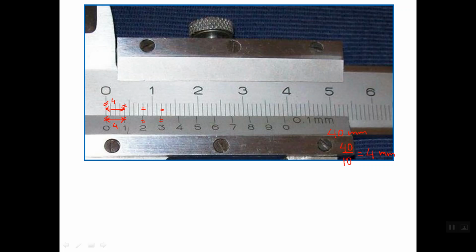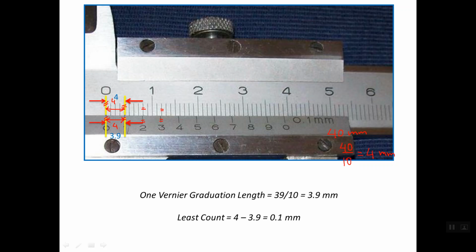So in order to solve this issue, instead of having 40 mm length, we have 39, and we divide this 39 mm length into 10 partitions. So this is the way to get a 1/10 mm least resolution for this vernier caliper.